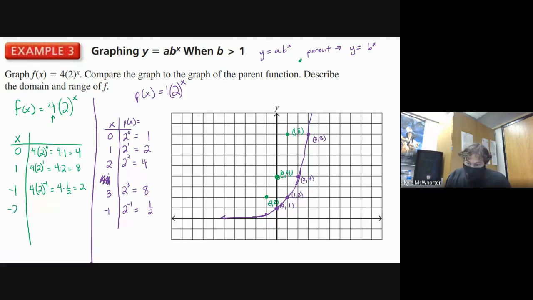And if we put in a -2 for x, we're doing 4 times 2 to the -2. 2 to the -2 would be 1/2 squared. The negative part would flip over the 2. So then 1/2 squared, 1/2 times 1/2, is 1/4. And 4 times a fourth is 1. So we get the point -2, 1. So it looks like our graph is doing a little bit of this.